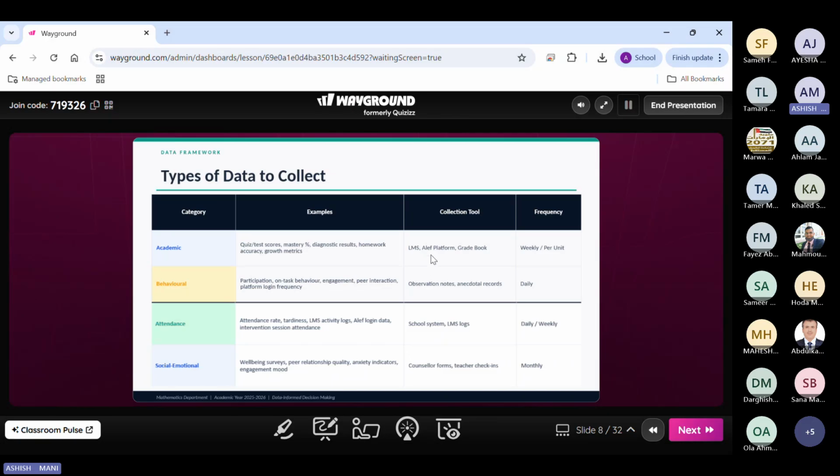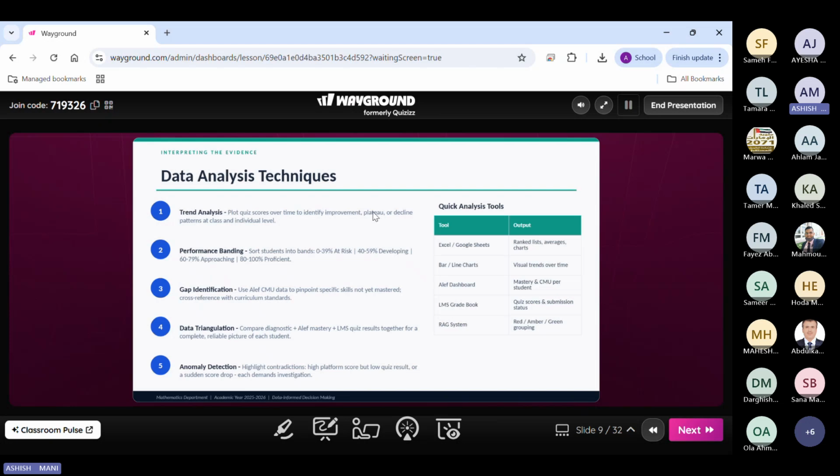Now, types of data. We collect three types of data. First is academic, from where we get scores and the mastery level of the students. Second, behavior, that is the engagement of the student inside the classroom, inside the lesson. Third is attendance, presence and participation in the class every time. Because sometimes the issue is not about ability, it's about engagement. Some students come and participate, but not with the full heart. So we have to see how engaged they are in the classroom. These are the three types where we collect the data.